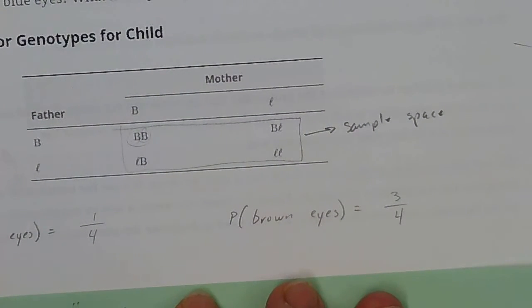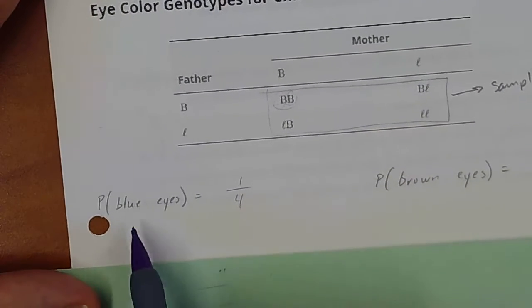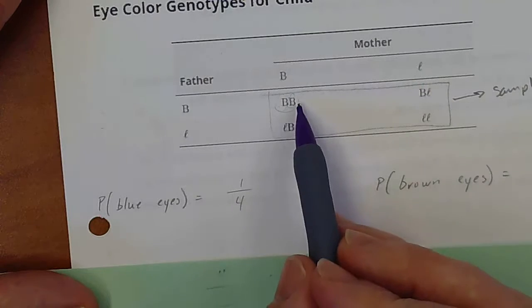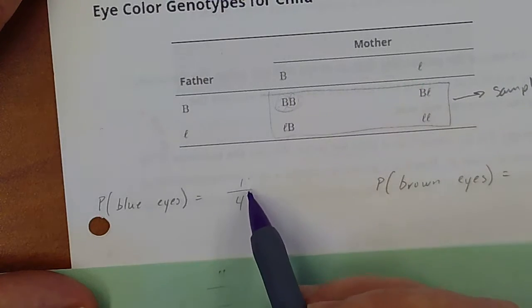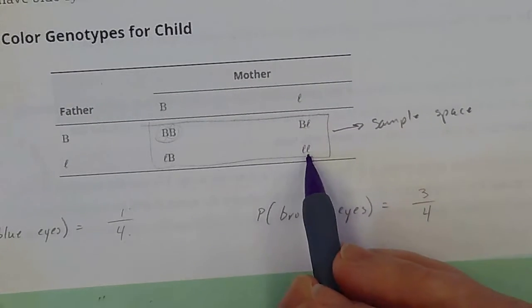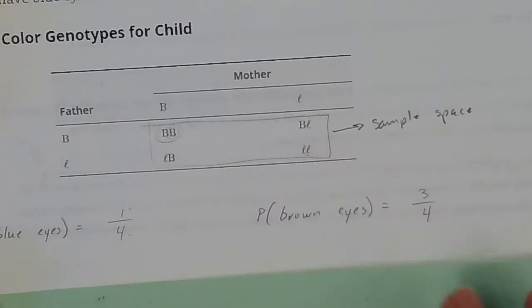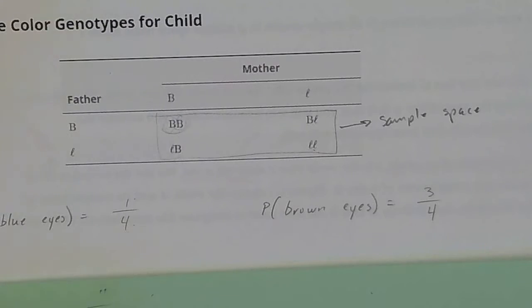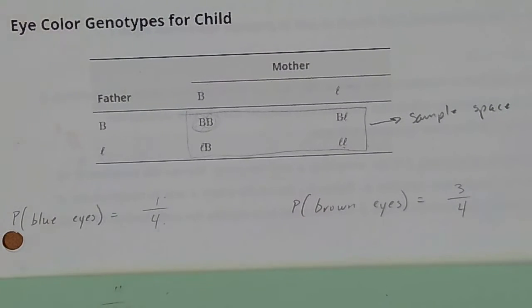All right, so what's the probability that they'll have brown eyes or blue eyes? Well, the probability of blue eyes is equal to this event right here, 1 out of 4. The probability of brown eyes would occur for these 3 scenarios from what they described. All right, the next example is something for you to try, similar to this. So pause and give it a try.